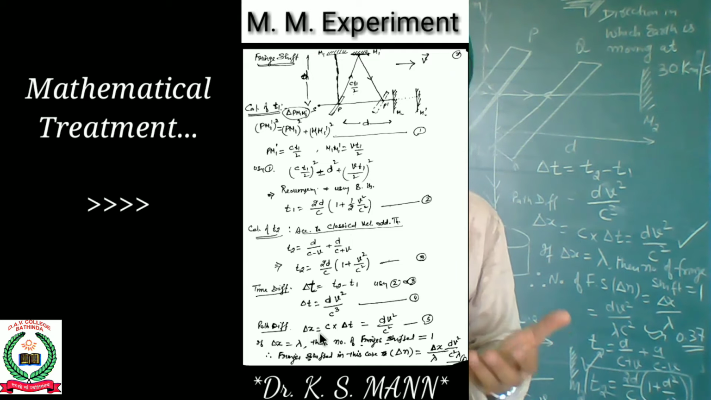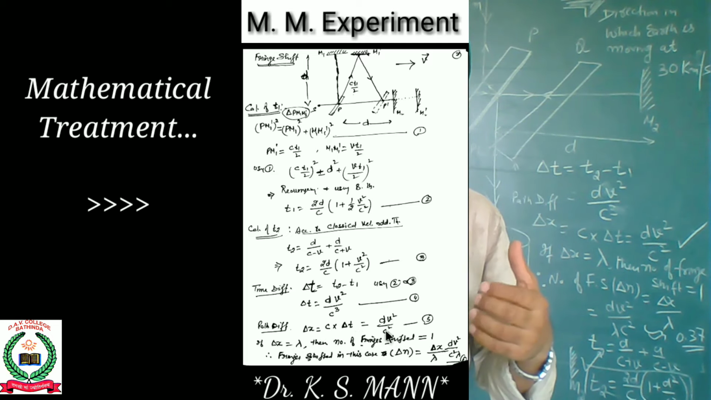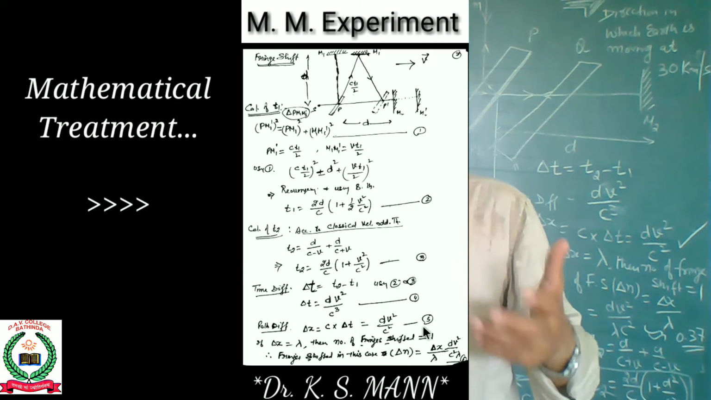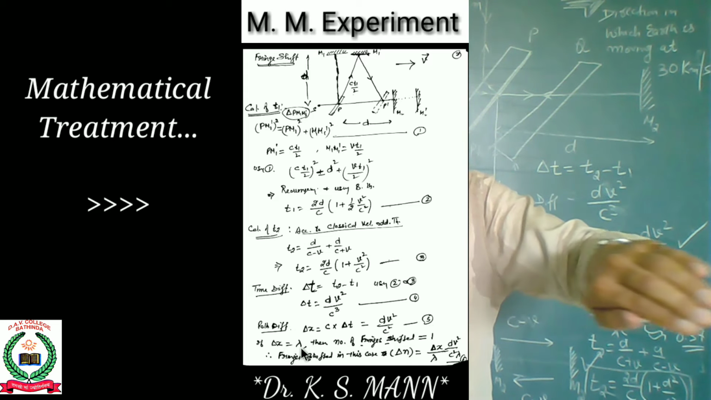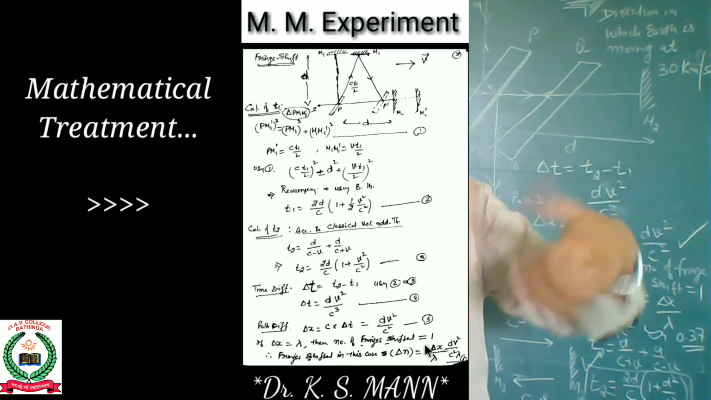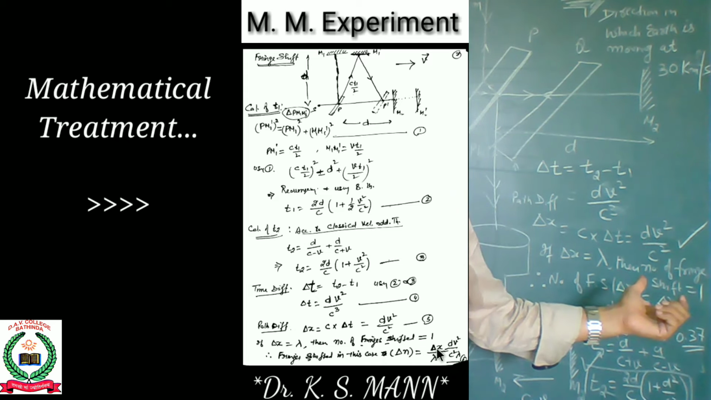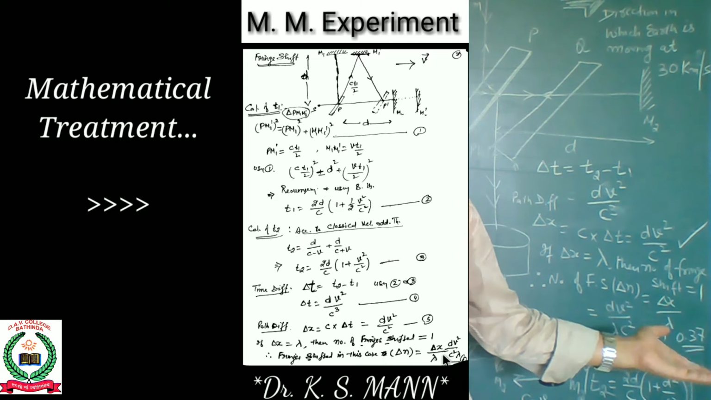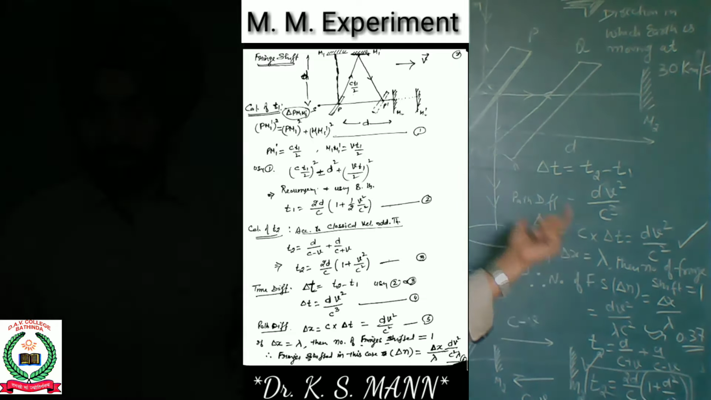So the path difference corresponding to the time difference can be calculated by multiplying the time difference with the speed of light. That is, the path difference comes out to be d v square by c square, termed as equation number 5. If the path difference is equal to the wavelength of the light, that is lambda, then the number of fringe shifts is equal to 1. Therefore, the fringe shift in this case, that is delta n, is equal to the total path difference divided by the wavelength. So it is equal to d v square by c square lambda, that is termed as equation number 6.